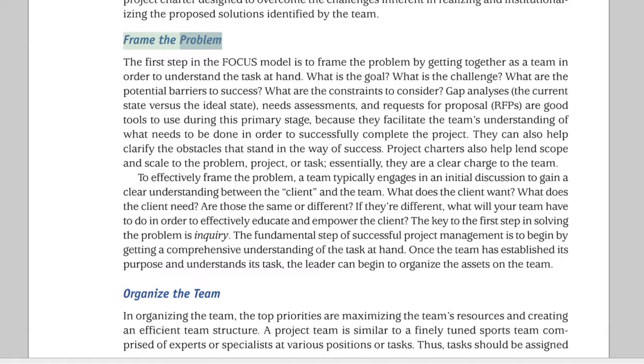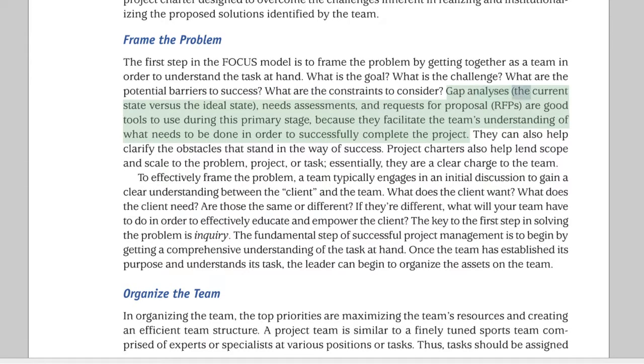Frame the problem. The first step in the focus model is to frame the problem by getting together as a team in order to understand the task at hand. What is the goal? What is the challenge? What are the potential barriers to success? What are the constraints to consider?